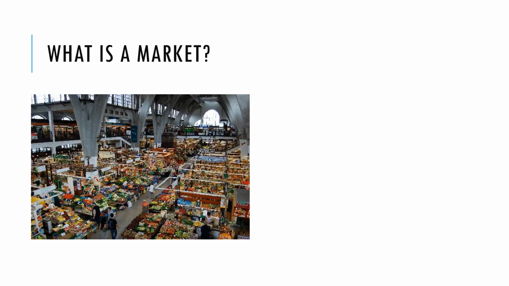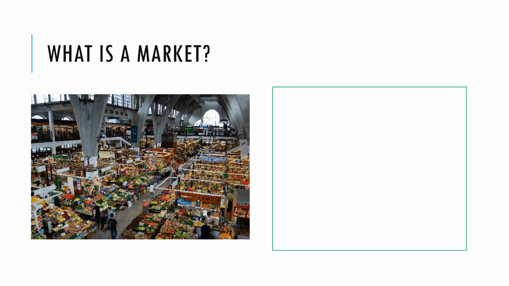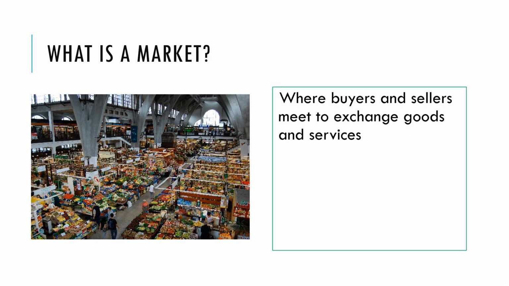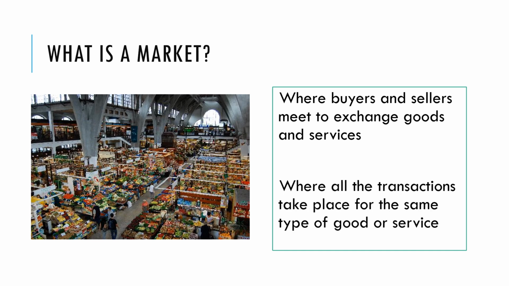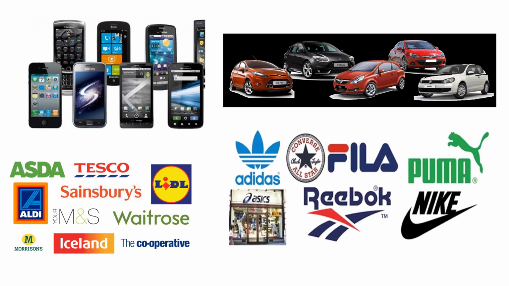What is a market? Well, this would be a good example. We would define a market as somewhere where buyers and sellers meet to exchange goods or services. More generally, where all the transactions take place for the same type of good or service. So for example, we have a smartphone market, all the different businesses that sell smartphones. We have a car market, all the different brands and makes of cars form the car market. There is a market for supermarkets, and there is a market for sportswear. All the different companies, buyers and sellers within that marketplace for the same type of product.